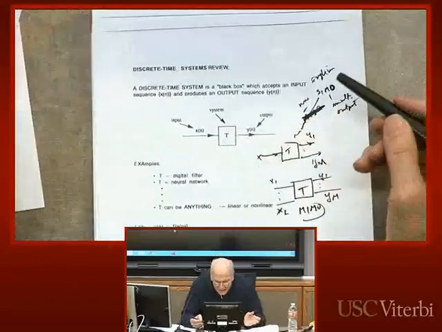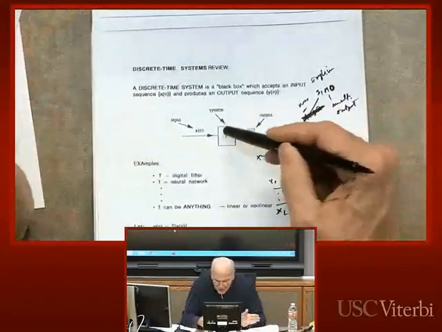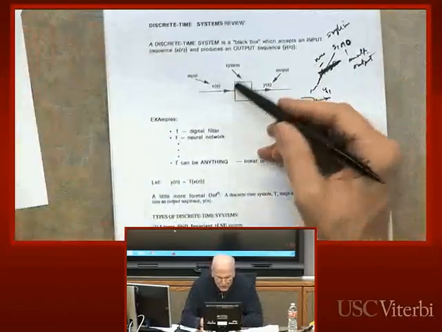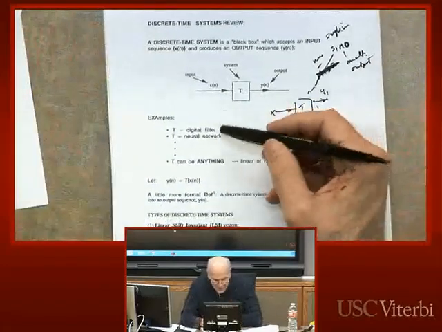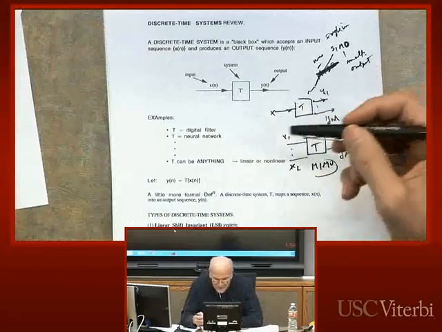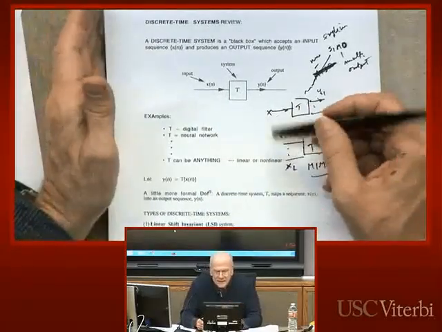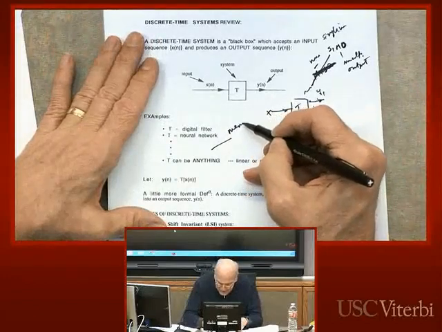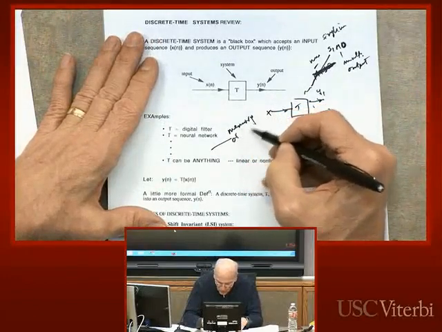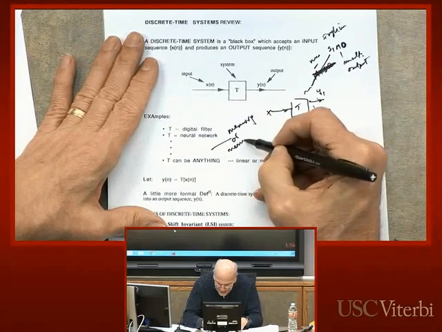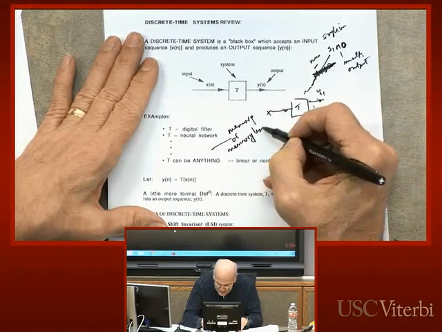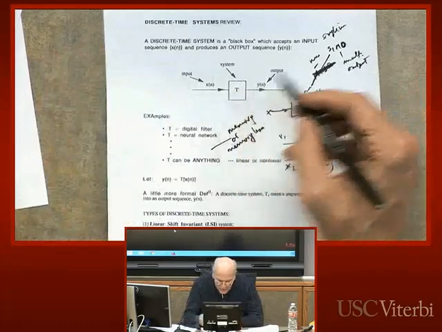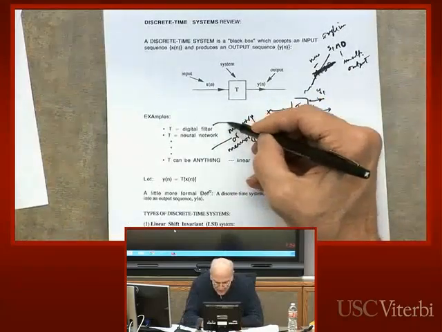And what are some examples of this box with a T in it, capital T? Examples abound. There are digital filters. T could be a neural network. Basically, T can be anything. It can be linear or nonlinear. It can be with memory, or what we would call memoryless. That's one to get used to. An example of a T with memory would be the digital filters.